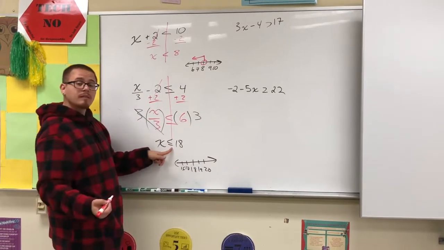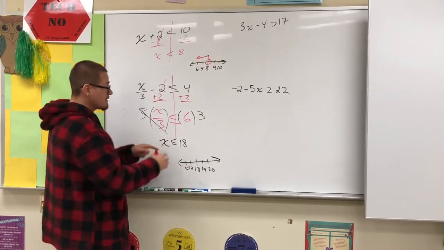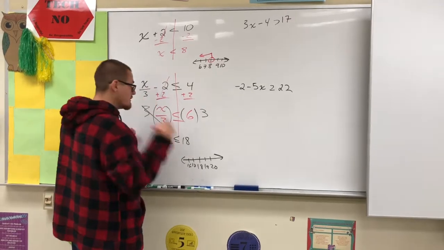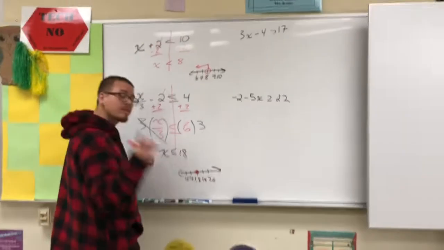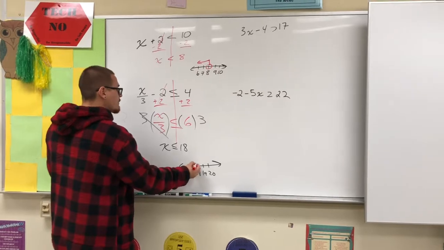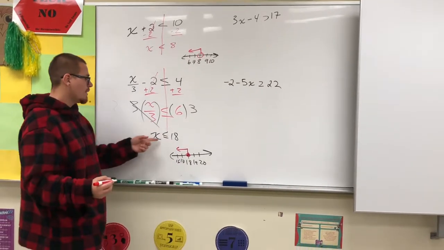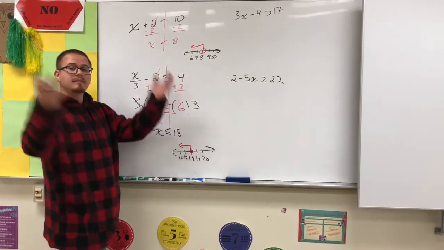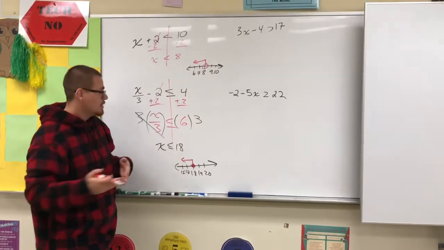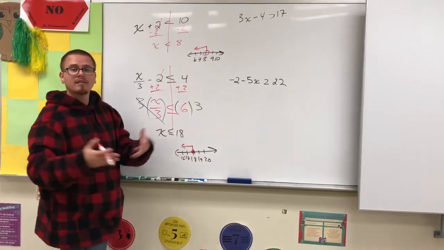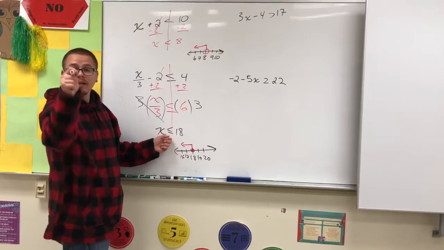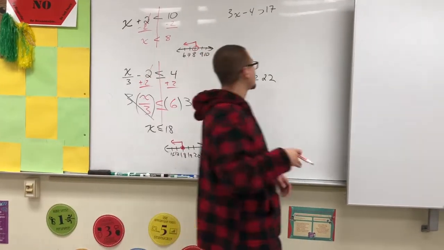What type of circle is this going to be? Closed circle because it is equal to, so it can touch the 18. So 18 is a part of the solution set. We go left. So for example, you must be less than or equal to 18 to apply for this school. You must be less than or equal to 18 to go to this party. If you're 19, stay away. Should be really 17, but hey.